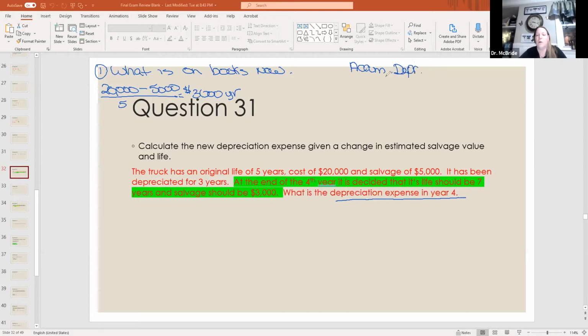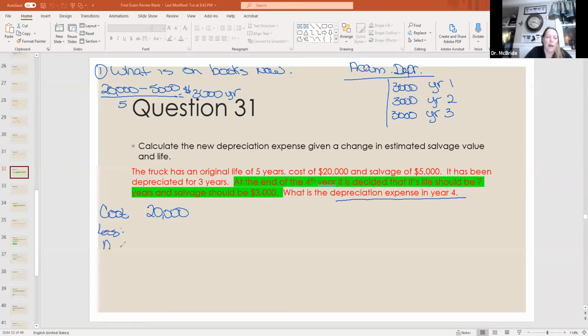the depreciation expense goes away every year, but the accumulated depreciation doesn't. So in year one, we recorded $3,000 of accumulated depreciation. In year two, we recorded $3,000 of depreciation. In year three, we recorded $3,000 of depreciation. So what's on our books right now is we have a cost of $20,000, less my accumulated depreciation of 9,000, gives me a book value of 11,000.